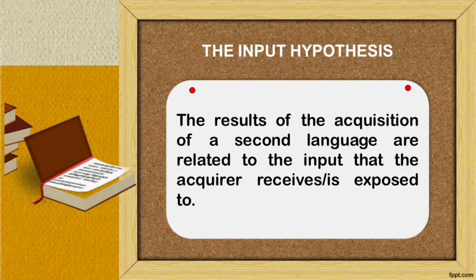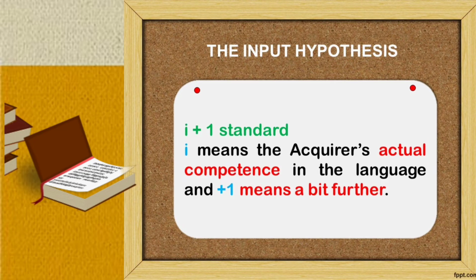The input hypothesis. According to this hypothesis, the results of the acquisition of a second language are related to the input that the acquirer receives or is exposed to. However, this input has to be understood, comprehensible input, and it is from this precept that Krashen established that in order for the acquirer to achieve results, the level of language he is exposed to must follow the i+1 standard, where i means the acquirer's actual competence in the language, and +1 means a bit further.